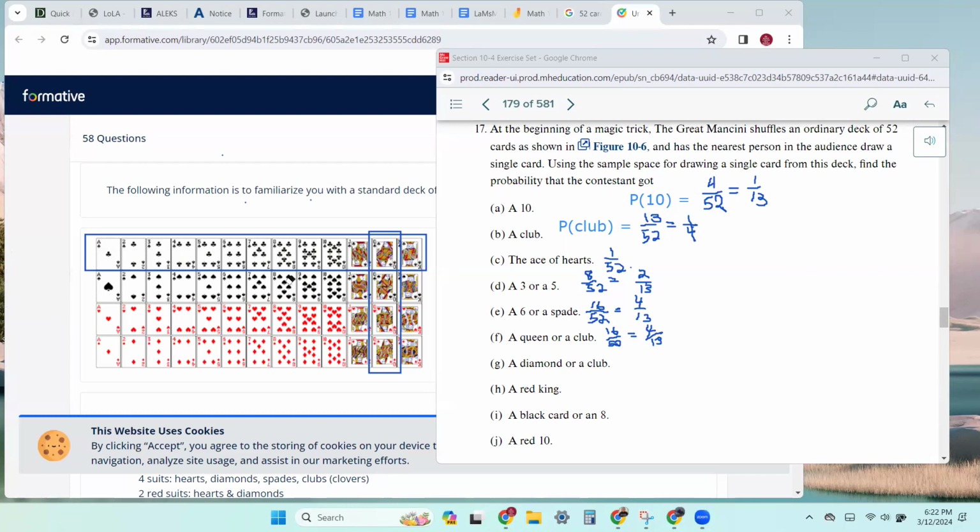A diamond or a club? Or a diamond? Or a club. No overlap there, but that's 13 and this is 13. So then that's 26 over 52. Which is 1/2.